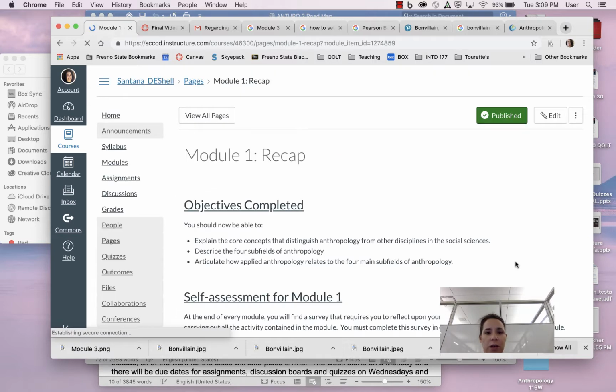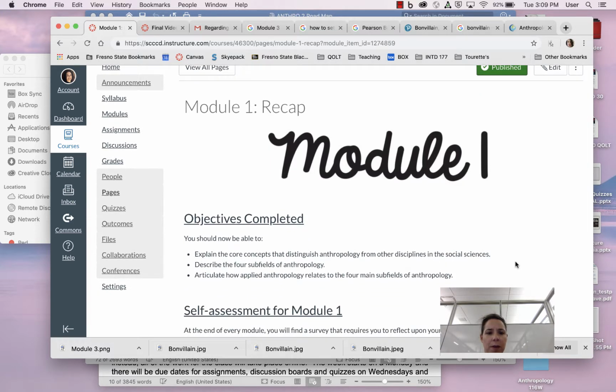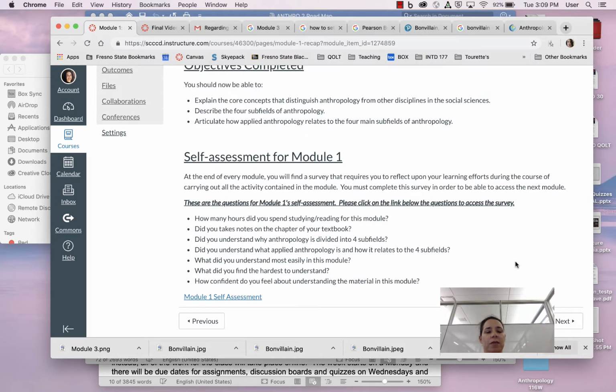After that is our Module 1 recap with the objectives that have been completed and what students should be able to do, and then a self-assessment for Module 1. In the self-assessment, I'm asking them not just how many hours they spent studying and reading for this module. Did they take notes on their textbook? Did they understand why anthropology is divided into 4 subfields?